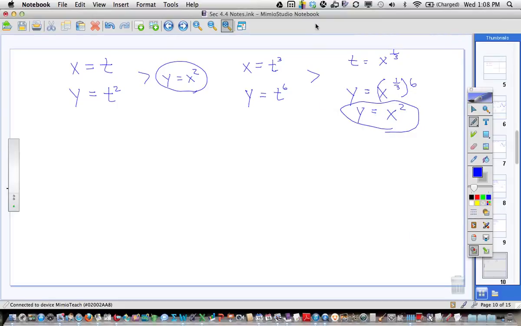Now, probably don't have to go that much work. You can probably just say, hey, t to the 6 is just t cubed squared, right? And so that t cubed is x, so substitute x squared. Okay, either way you do that, you get this.